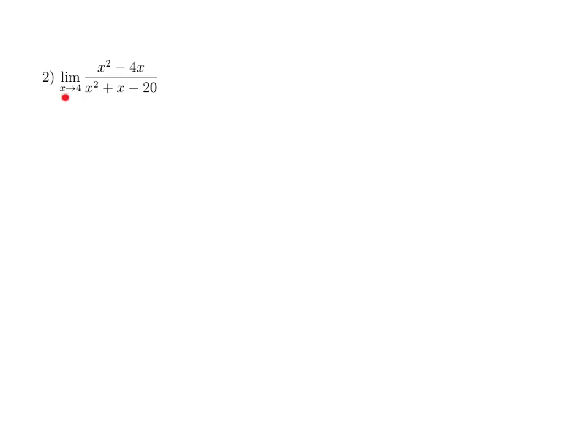Let's consider the limit as x approaches 4 of the rational function (x squared minus 4x) divided by (x squared plus x minus 20). If you try direct substitution this time and put a 4 in place of all the x's, you'll have 0 divided by 0, which is undefined. For this reason, direct substitution is not going to work. What we can do, though, is factor both the numerator and the denominator and cancel a common factor, so we can solve this limit.